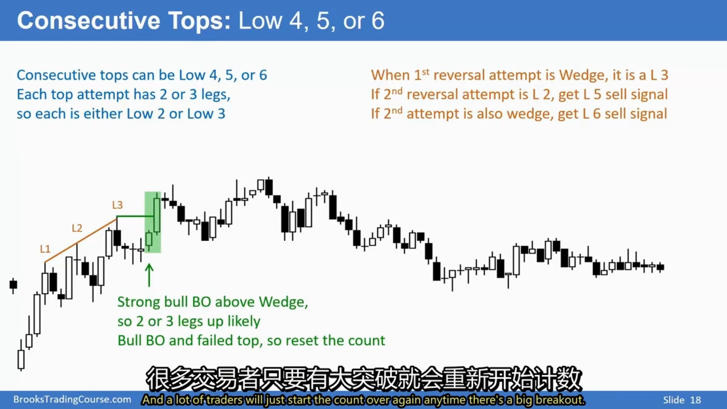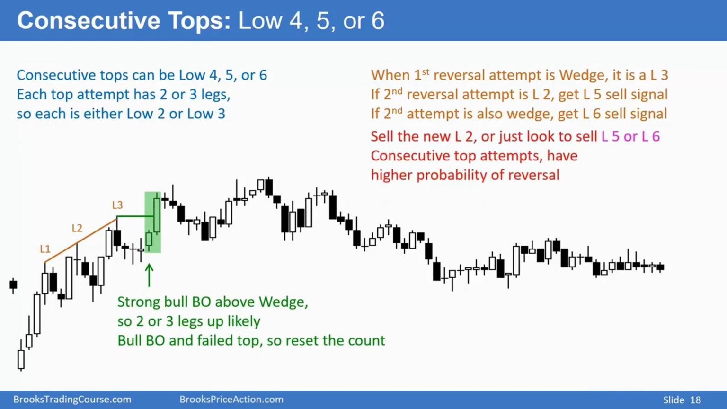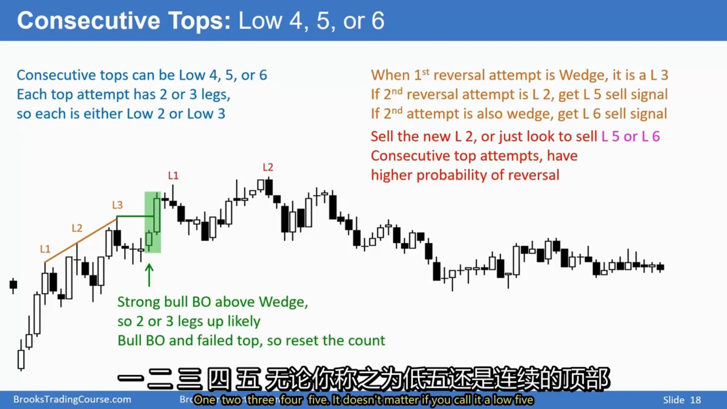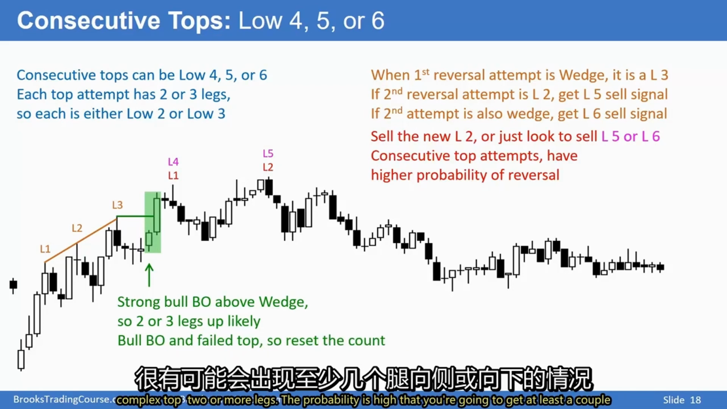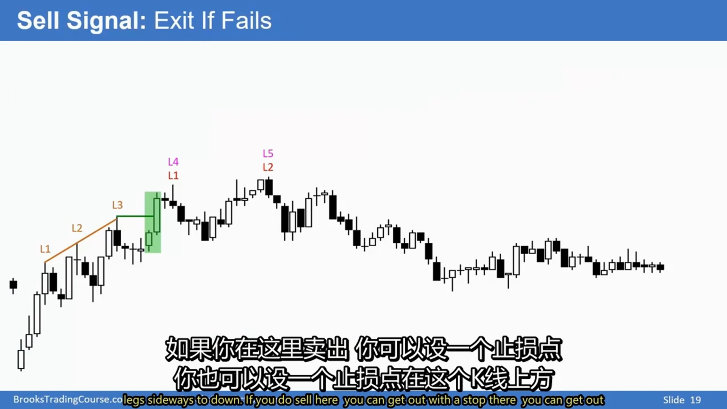And a lot of traders will just start the count over again anytime there's a big breakout. One, 2, 3, 4, 5. Doesn't matter if you call it a low 5 or consecutive tops. The key point is you have a complex top, 2 or more legs, and then another complex top, 2 or more legs. The probability is high that you're going to get at least a couple legs sideways to down.